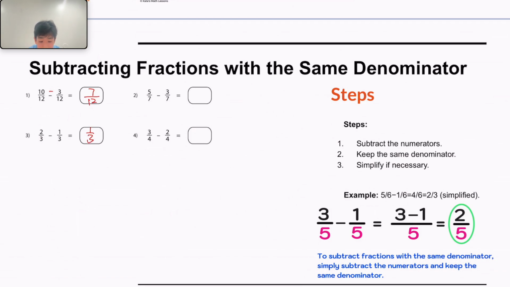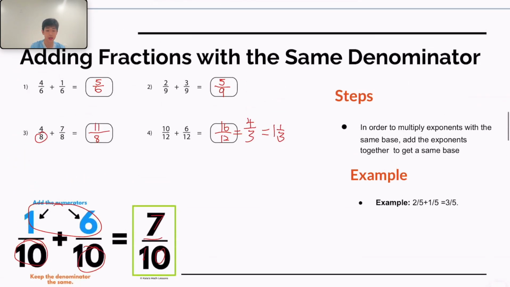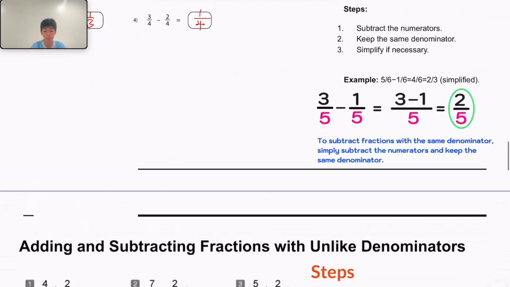In this case, 2 and 1 are the numerators, 3 is the denominator. So this will just become 1/3. In the next case, 7 is the denominator, 5 and 3 are the numerators. So this will just become 2/7. The last case we see here, 4 is the denominator and 3 and 2 are the numerators. We subtract them, and we will get 1/4. So subtracting fractions with the same denominator is pretty simple, just the opposite of what we saw in adding, but we'll get to more complex operations later.